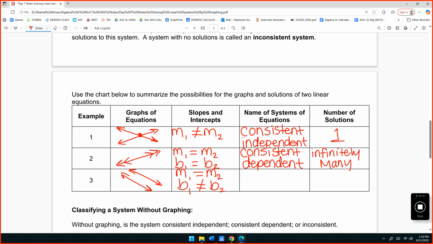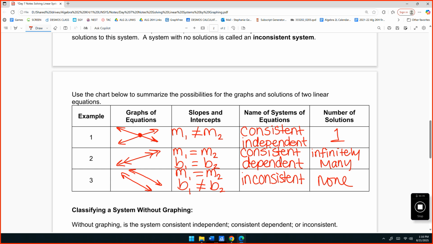That one was called inconsistent. And number of solutions? None. Zero, you could put the word zero, or none. There are no solutions. Okay?